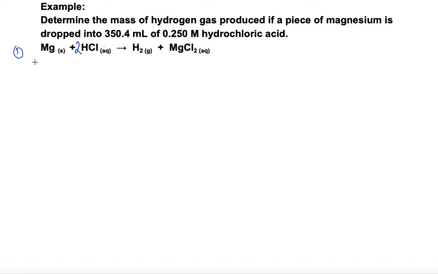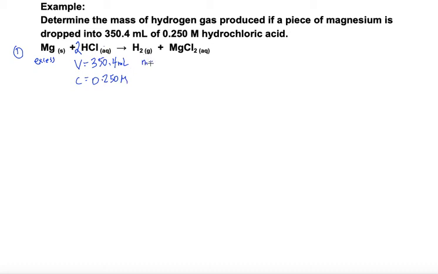Second step is we're going to work to convert things to moles. We know that this is excess, so we don't have to worry about anything relating to Mg. We're focused with the HCl. That's what we know. So we know the volume of this is 350.4 mL, and we know that the concentration of it is 0.250 molar. Now, what we want to find is about H2, the hydrogen gas.